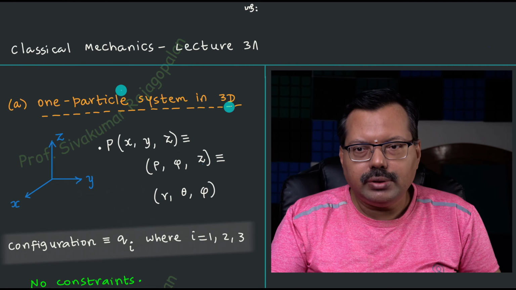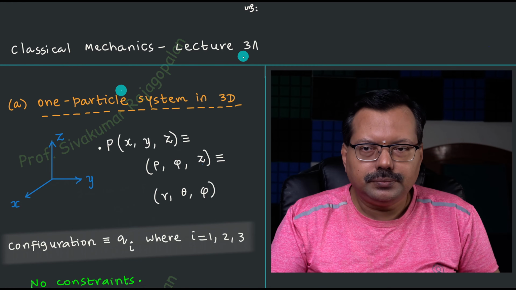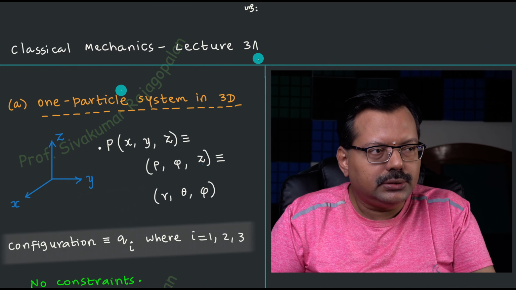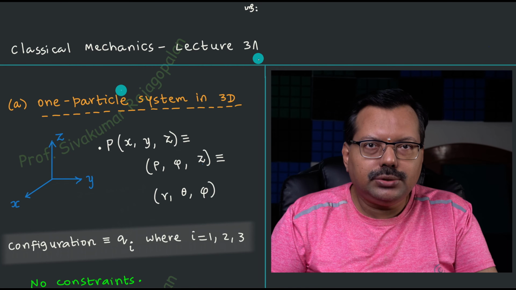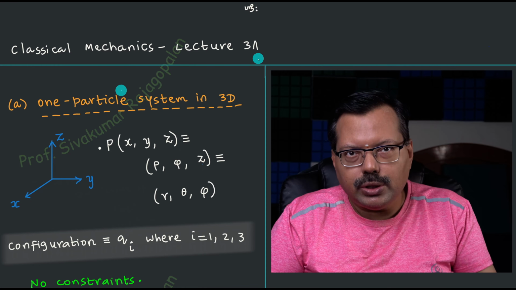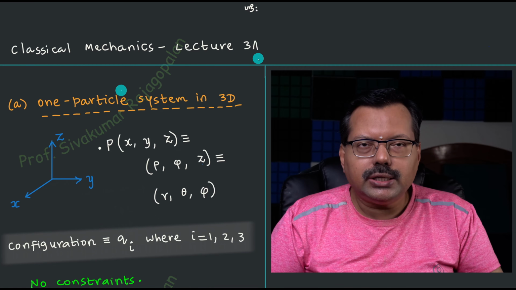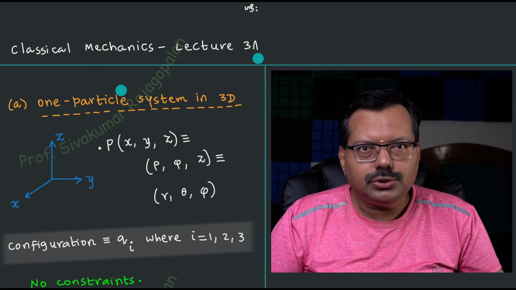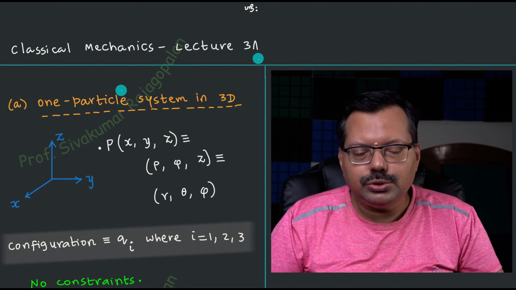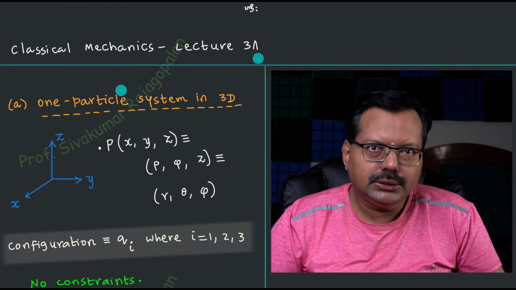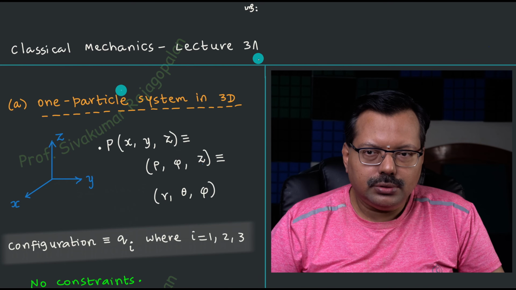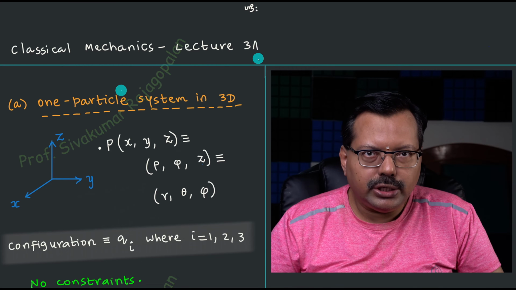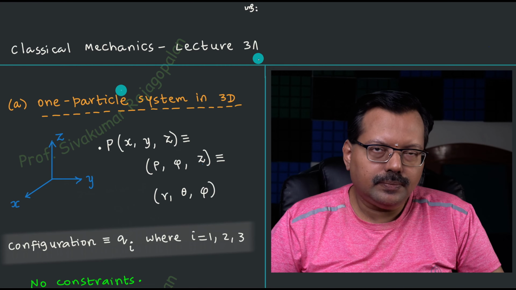Today we are having lecture number 3a. I am giving the numbers with a as the suffix because you already have lecture numbers 1, 2, 3, etc. on classical mechanics on YouTube. Therefore I am now giving new numbers such as lecture number 1a, 2a, 3a, etc.